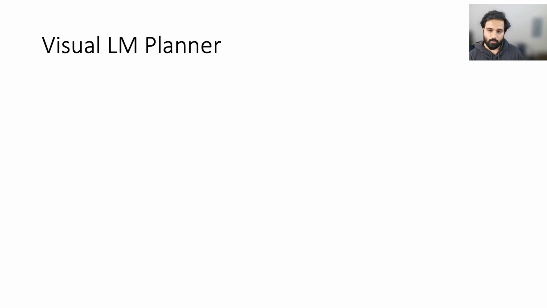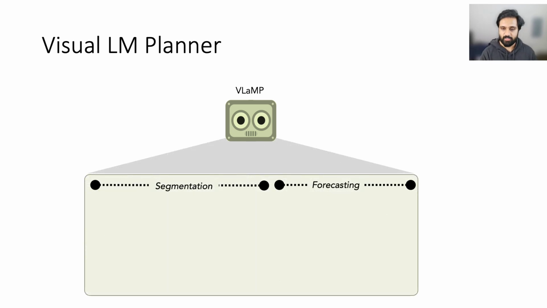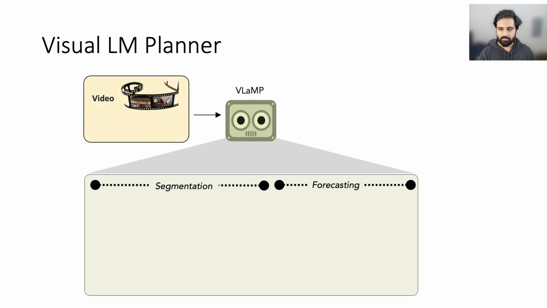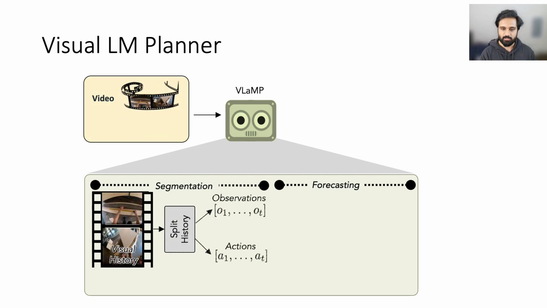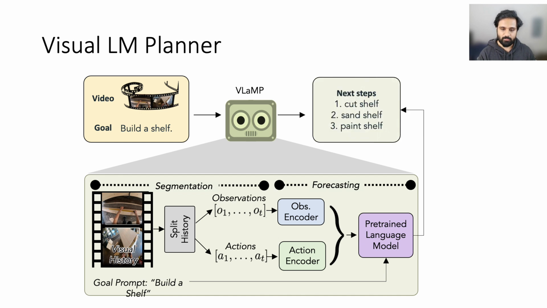We also introduce a novel approach for solving the task of visual planning, called Visual LM Planner or VLAMP. Our approach consists of two stages called segmentation and forecasting. In the first stage, the untrimmed video history is divided into action segments using a video action segmentation model. The segments from the history along with the goal are then passed through a multimodal sequence model, which uses a pre-trained language model. The sequence model outputs the subsequent actions required to achieve the goal. We discuss our modeling framework and both the modules in detail in the paper.